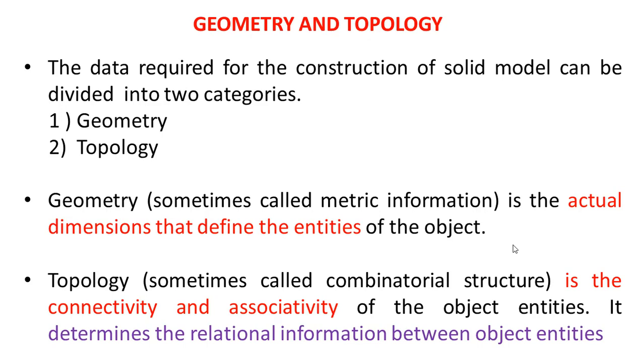The data required for the construction of a solid model can be divided into two categories. First is geometry and second is topology. Geometry is the actual dimensions that define the entities of the object. Sometimes it is also called metric information. Topology is the connectivity and associativity of the object entities. It determines the relational information between the object entities. Sometimes it is called combinational structure.